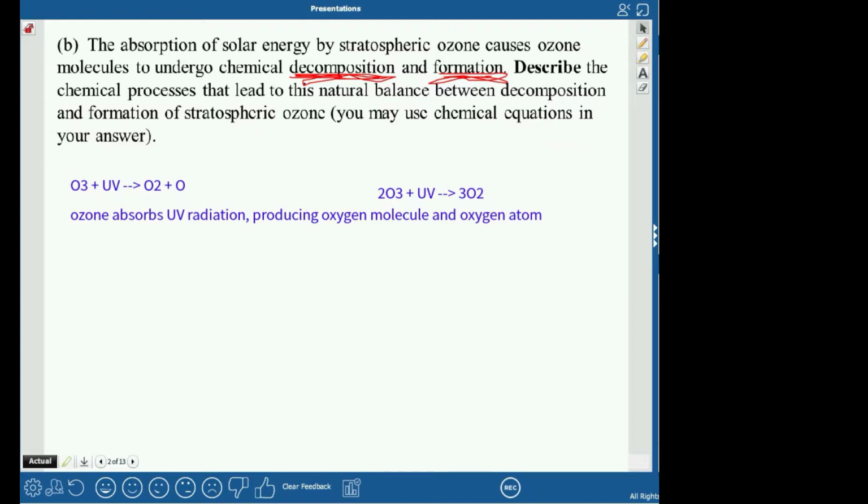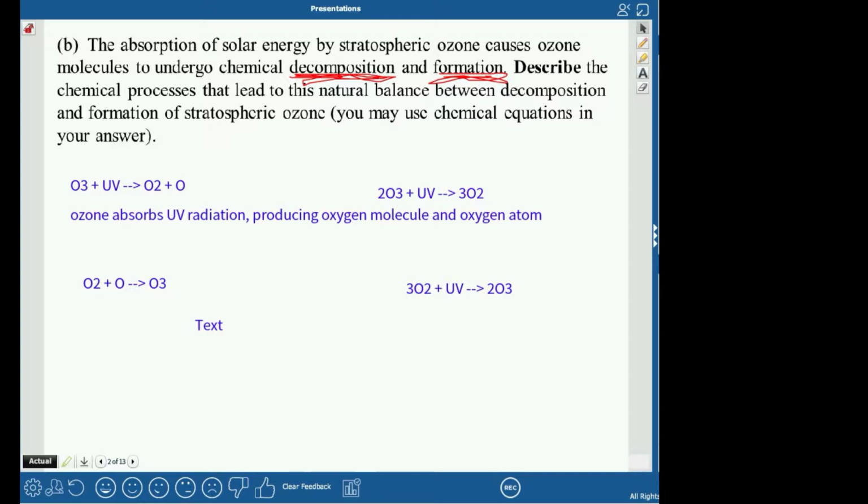So that's the decomposition, and then the formation you can write is basically the opposite, which is kind of nice, because you really only have to memorize one direction. Okay, so you can write it either way, right? Either one of those would be okay. Either one of those is forming ozone, right?